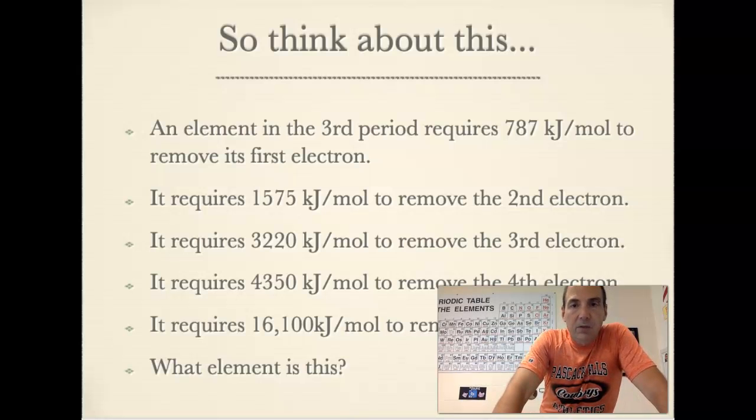The first electron requires 787 units of energy to come off. The second one requires 1575 units of energy. The next one requires 3220 units of energy. The next one requires 4350 units of energy. The next one requires 16,100 units of energy. Okay? From that information, we should be able to identify the element.